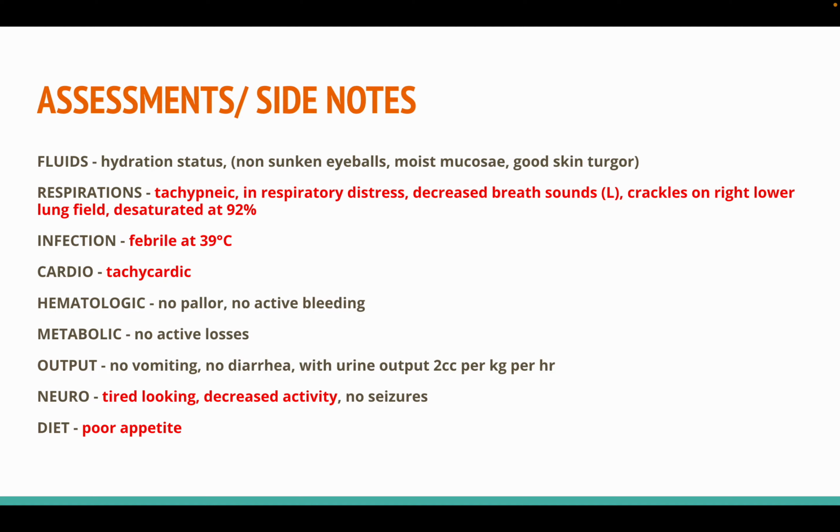But we can also write here, since it's output, the urinary output of 2 cc per kilogram per hour. Neurologic-wise, we can place here tired-looking patient, decreased activity, and also under neurologic, any episodes of seizure. For this particular patient, no seizures. And then we can place here under diet, based on our history and PE, that the patient has poor appetite.